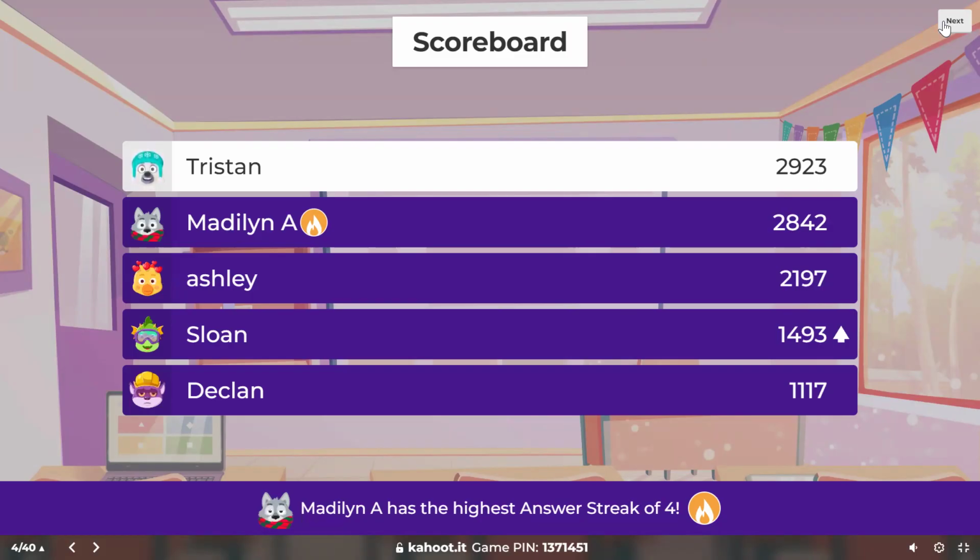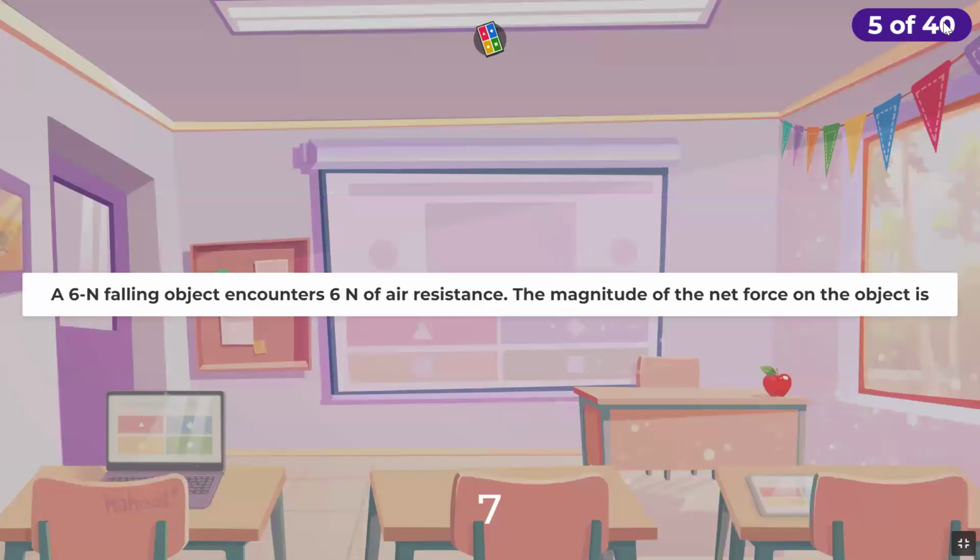What was the answer to the 6 Newton falling object? Okay, if it's 6 newtons down and 6 newtons up, that would be 0 net force. So that would be terminal velocity.